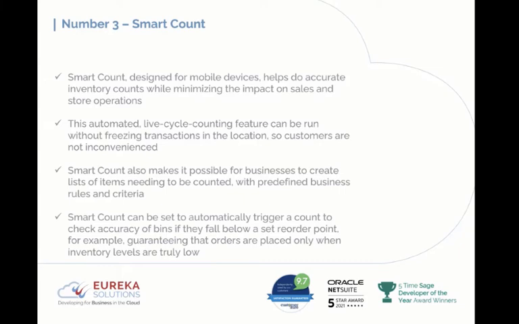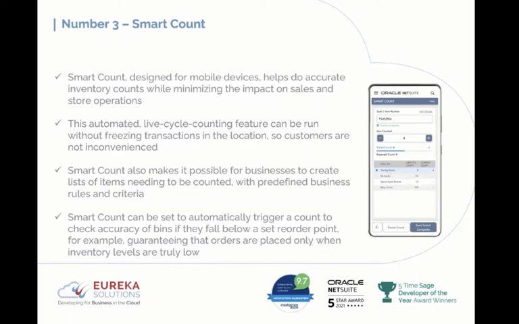Smart Count can also automatically trigger a count to check the accuracy of bins if they fall below a set reorder point. Now, this allows you to guarantee that orders are placed only when inventory levels are truly low. So if you're using the reorder point functionality within NetSuite, then when that inventory level falls below this reorder point, Smart Count can be used to trigger a count to make sure that the accuracy is there, and then suggest orders based on that. Now, here's a picture of what this would look like.